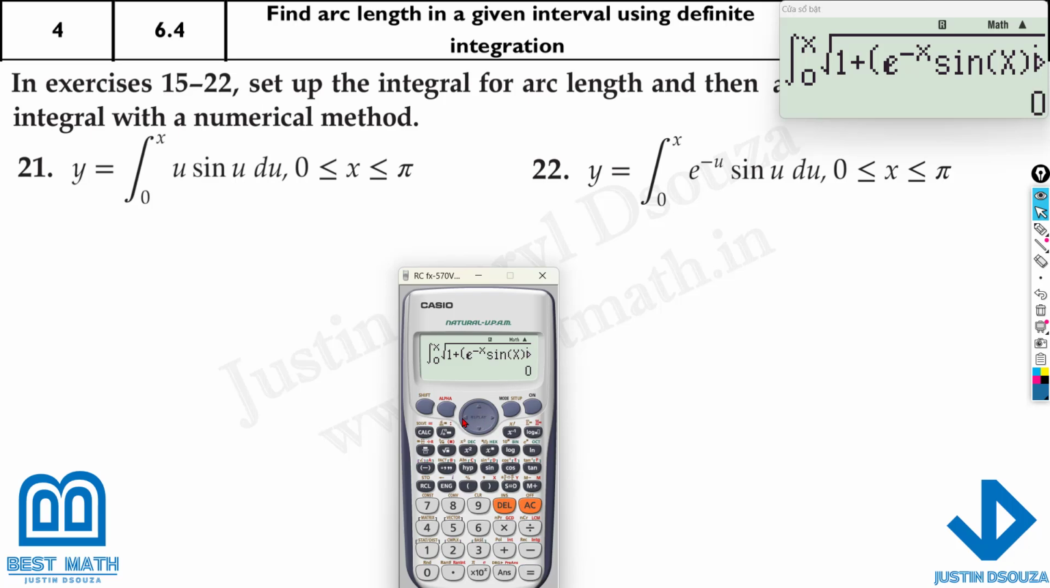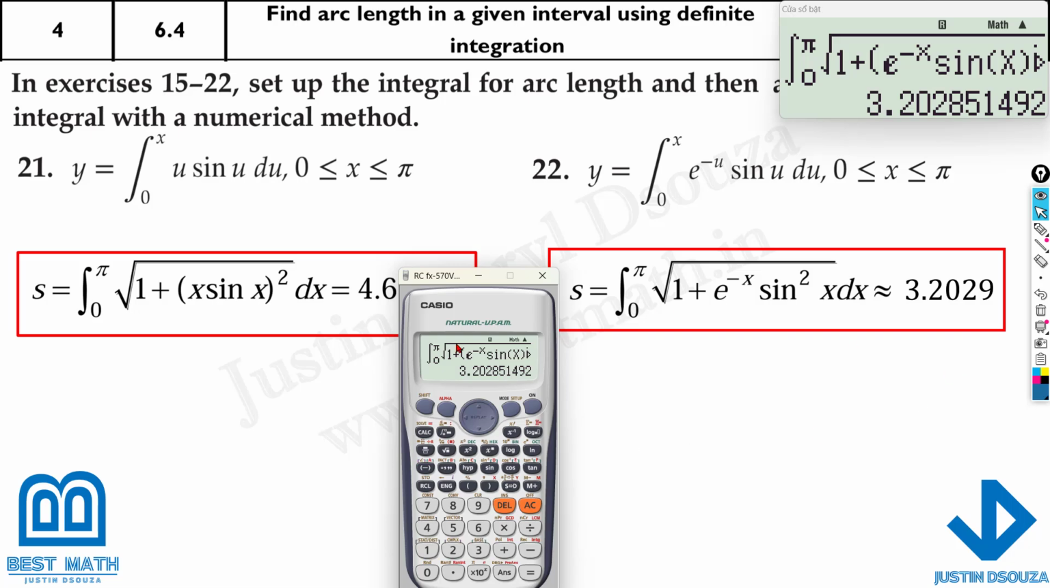Okay, now what did I do wrong? It's not x. I'm sorry. I saw this one and put x. It's pi, shift and pi, and it's radian mode, so it's fine. That will be the answer. 3.22029. It's rounded off to the 4th decimal.